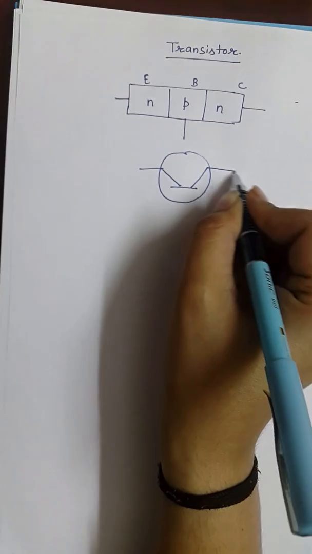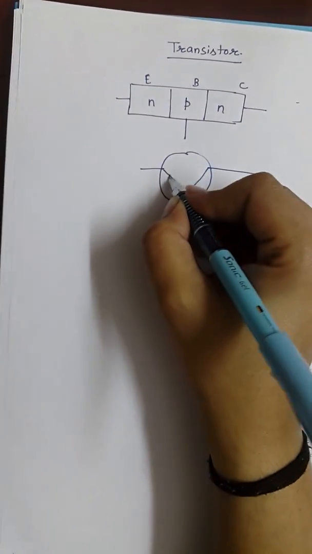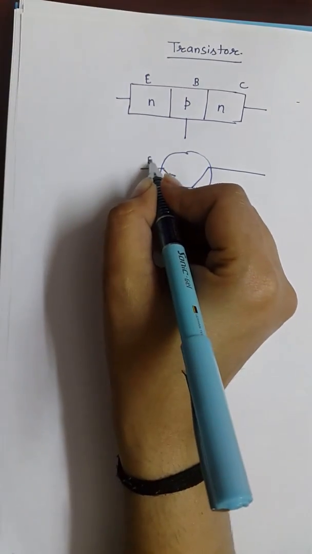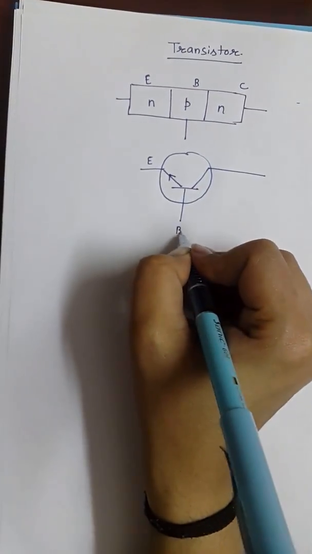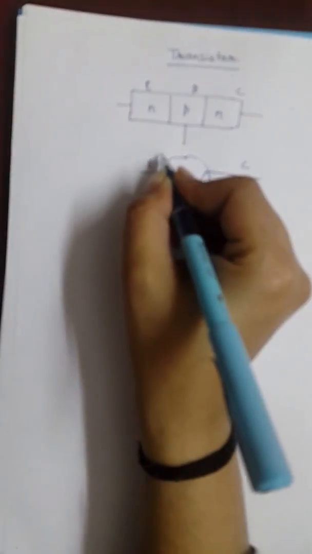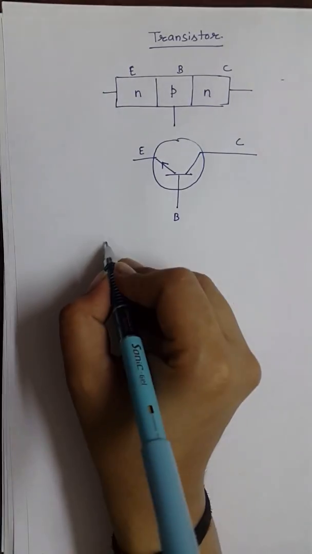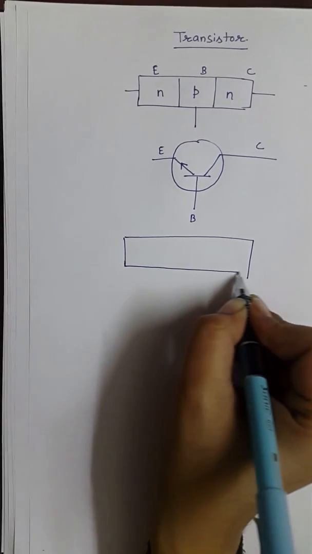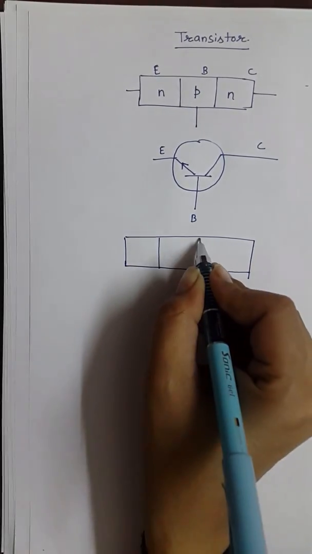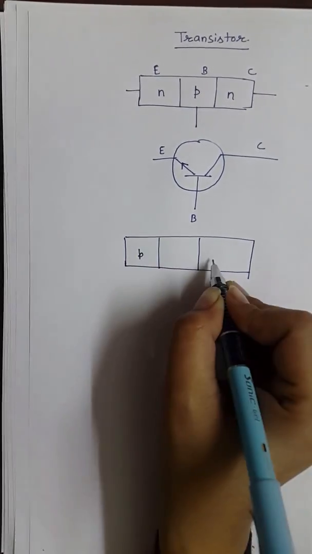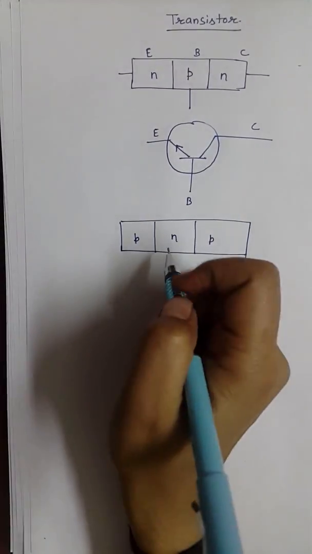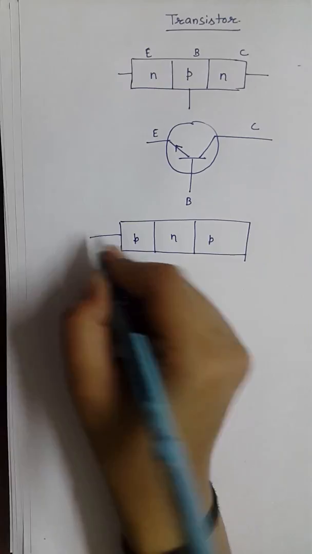One thing we need to remember is that the arrowhead is always towards the N side. Okay, so this is emitter, base and the collector. That's my NPN transistor. The other one is my PNP transistor. In the case of PNP transistor, once again we have a p-type semiconducting crystal and we grow a base of n-type in the middle of it.